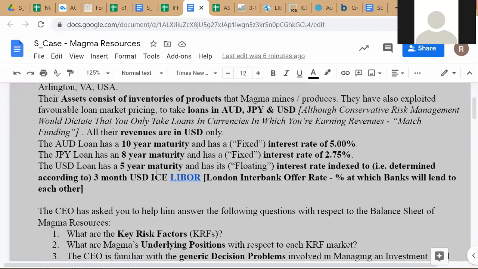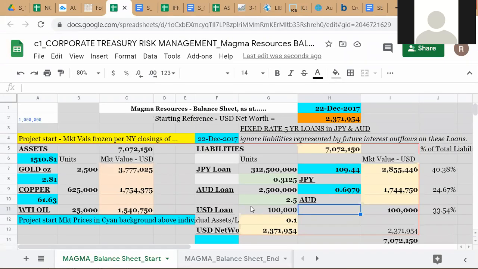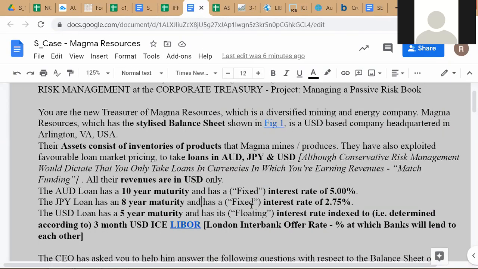Let's have a look at what the case is asking us to do now. We got the information on the case. So this is a very bare bones case, as you can see. I have written it just like the spreadsheet. The balance sheet is also very bare bones. It's not an elaborate balance sheet. The case information is also very bare bones.